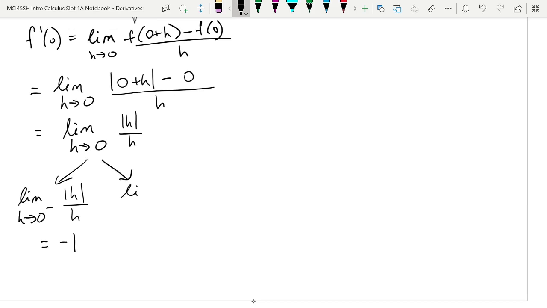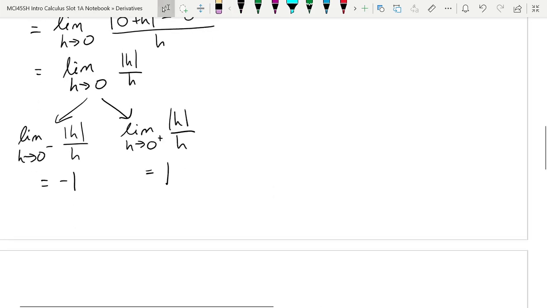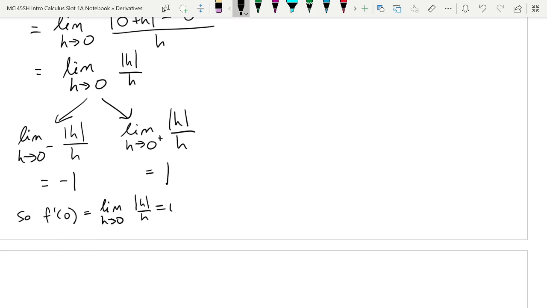Whereas if I approach this from the right, think about how that's going to look. The top is positive because it has to be. That's what absolute value does. And now the bottom's positive because no matter how small the number I put in for h is, it's always going to be positive. And a positive divided by a positive is a positive. So those two limits don't agree. So f prime of 0, which is, of course, again, the limit as h approaches 0 of absolute value of h over h, does not exist.